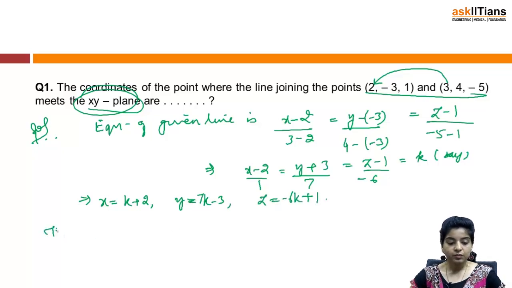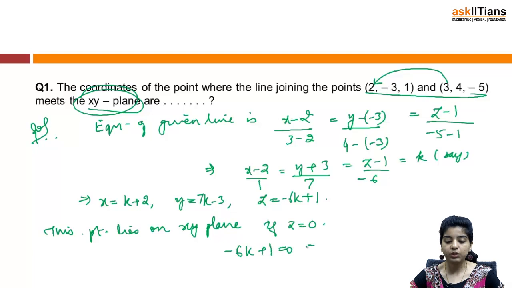So this point lies on the xy plane. Now if you remember, we have discussed that if a point lies on the xy plane, that means the z coordinate would be 0. So this point lies on the xy plane if z is 0, that means minus 6k plus 1 should be equal to 0, which means k is 1 by 6.